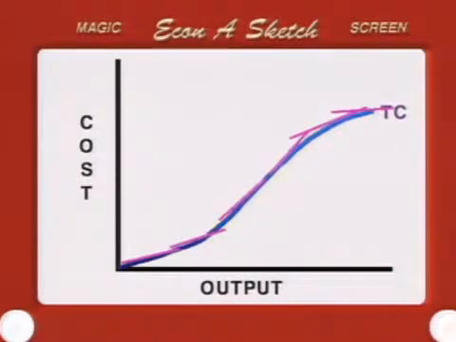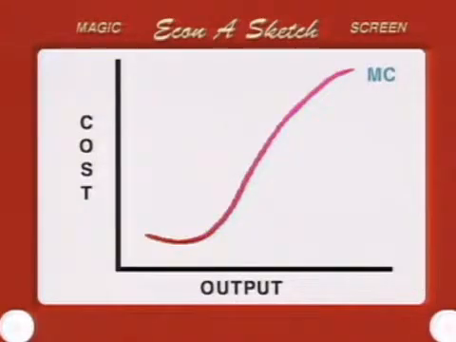Notice that marginal cost measures the slope of the total cost curve. From the example above, we see that as output increases, the slope of the line tangent to the total cost curve increases. Well, why is that? Well, remember, as output increases, the firm experiences diminishing marginal productivity.